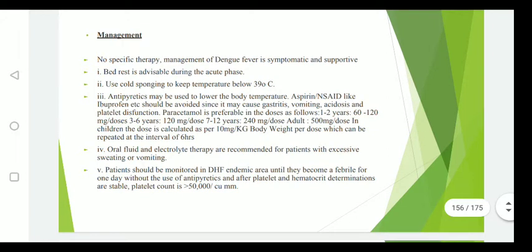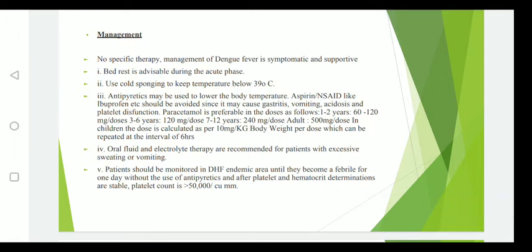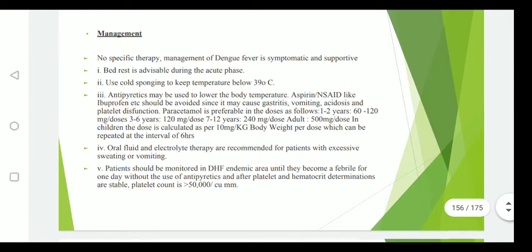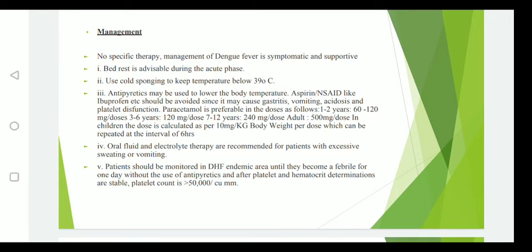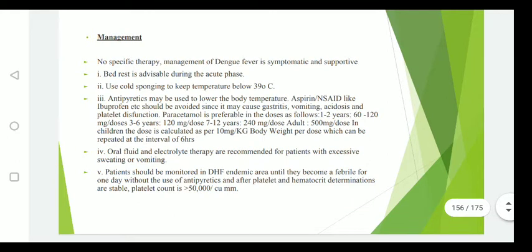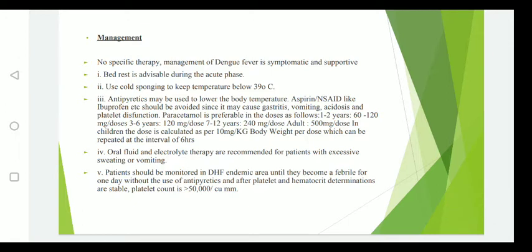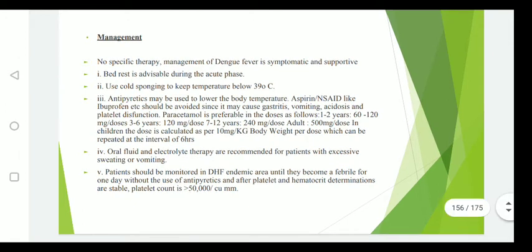Then this is the important point. Aspirin or NSAIDs like Brufen should be avoided, since they can cause gastritis, vomiting, acidosis and platelet dysfunction. Especially because of platelet dysfunction, we do not use aspirin, Brufen or NSAIDs and other such drugs at all. Why? Because platelet dysfunction will be there.